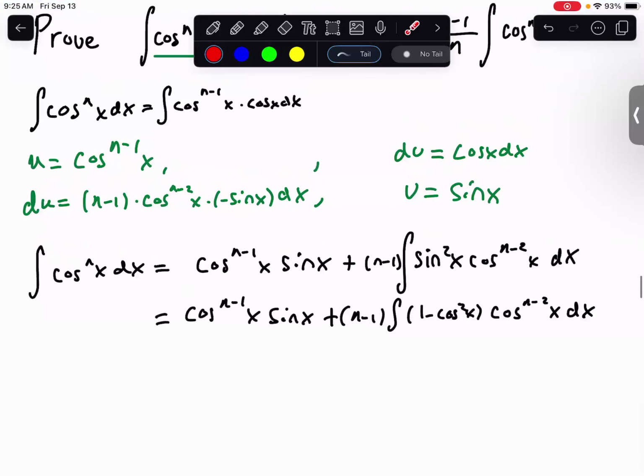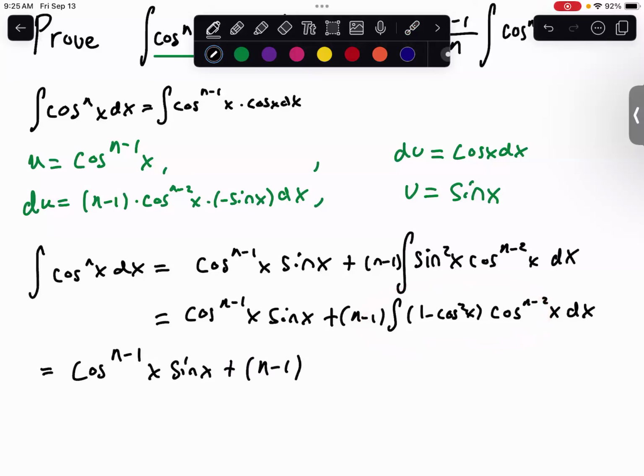And so what I'm going to do next, I'm going to skip a couple of algebraic steps. So really what I'm going to be doing next is I'll distribute the 1 minus cosine squared of x to this cosine to the n minus 2 power. And then I'm just going to write it as two different integrals by linearity. So what I mean by this is the same thing as having cosine to the n minus 1 power of x times sine of x plus n minus 1 times the integral of cosine to the n minus 2 power of x dx. So that corresponds to the 1 times cosine to the n minus 2.